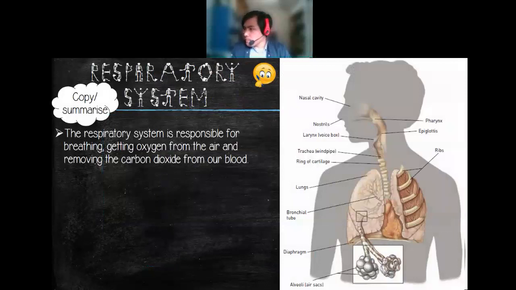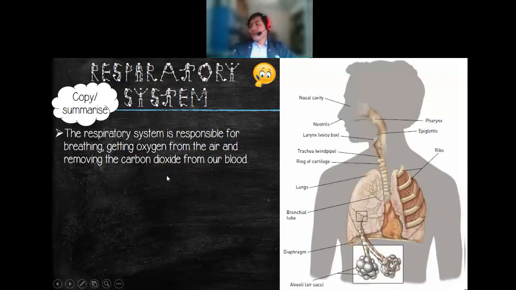Okay, so I'm going to go through the notes quickly. I will also highlight the things that you would need to write down as well, to help you summarize the notes.